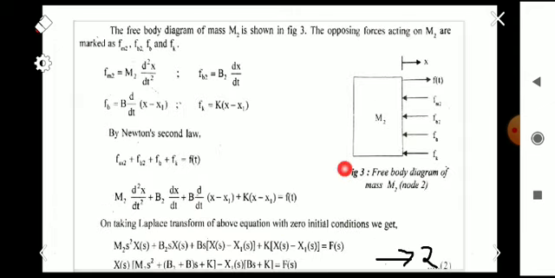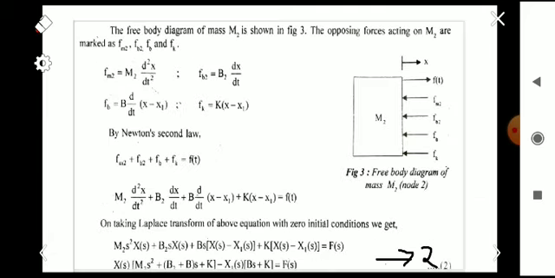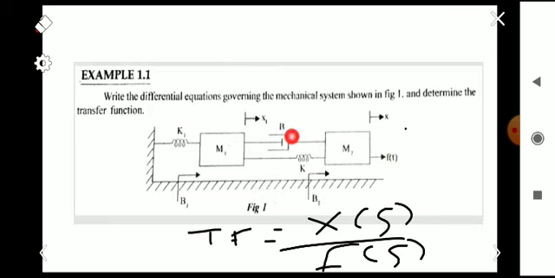Next we are drawing the free body diagram of the mass m2, and in that we know that for the mass m2 the applied force is f(t), and the opposing forces are Fm2, Fb2, Fp and Fk. So f(t) will be in this direction, then Fm2, Fb2, Fp and Fk. Fm2 will be m2 d squared x by dt squared, Fb2 will be b2 dx by dt, and Fp and Fk are connected in between the two nodes.